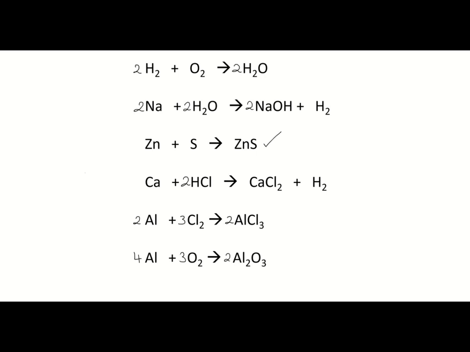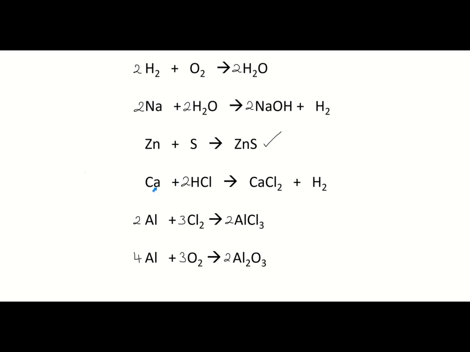Okay, here are your answers. So for the first one, you need 2 hydrogens, 1 oxygen. Notice how I haven't put a number in front of it, and you will form 2 waters. In this one here, you need 2 sodiums, 2 molecules of water goes to make you 2 sodium hydroxides plus 1 hydrogen. This equation was already balanced.